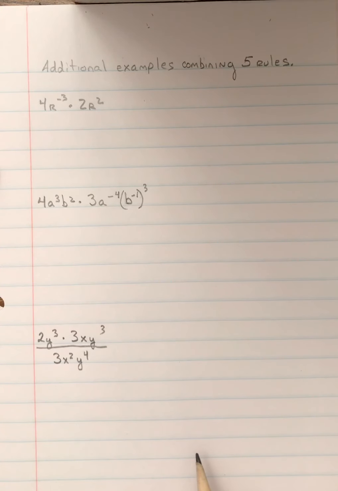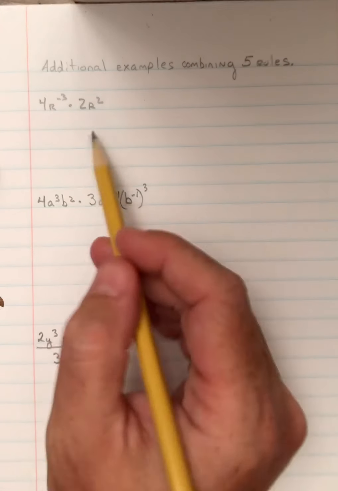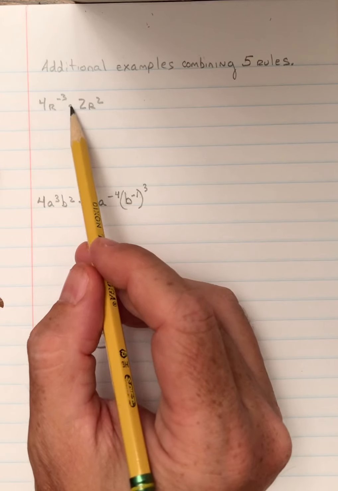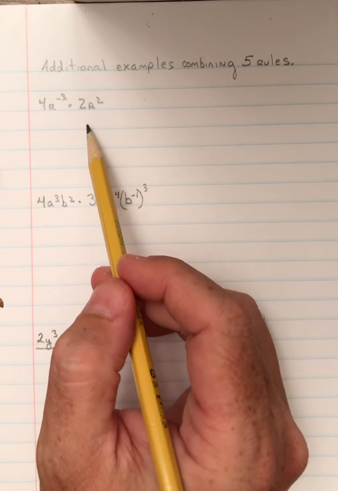But definitely take your time with these. I'm only giving you 6, okay? But let's do 3 examples first. Okay, I have 4r to the negative third times 2r to the negative second.